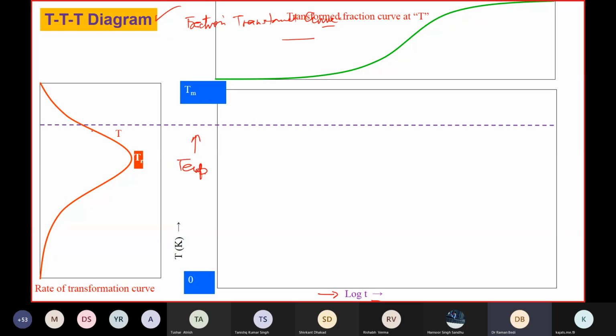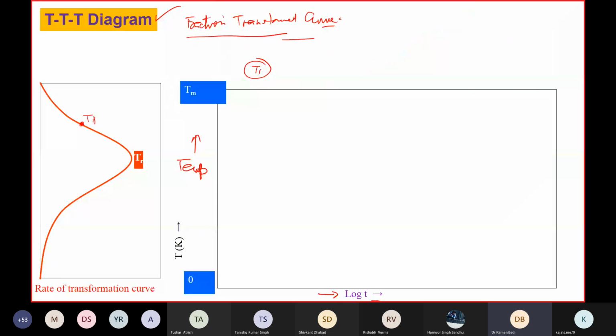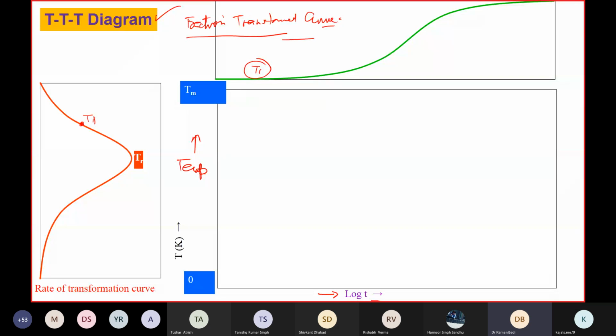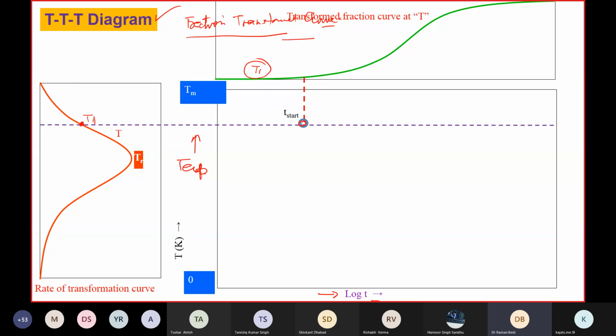What we do is, at different isotherms, at different temperatures, let us say I'm talking about this particular temperature T1. At this temperature T1, I plot the fraction transformed curve. As I said, you can plot it for different temperatures like this. So you plot it for one temperature T1 and mark the starting of transformation here. The starting is happening, and here the finish is happening. So I do it like this: start of transformation, and this is the end of transformation.